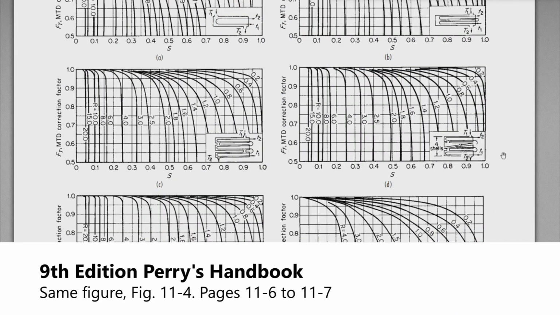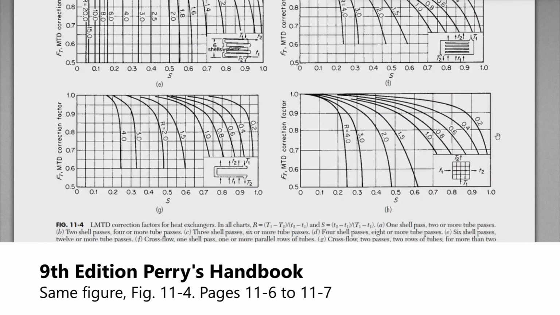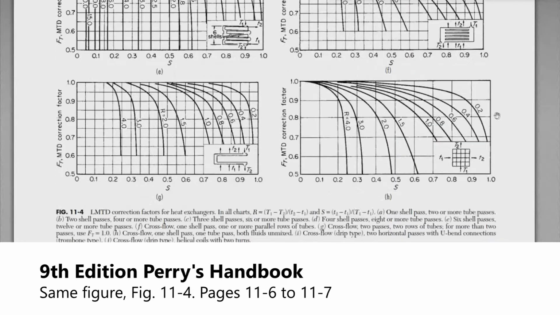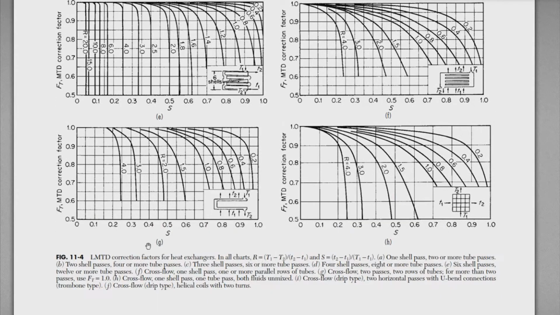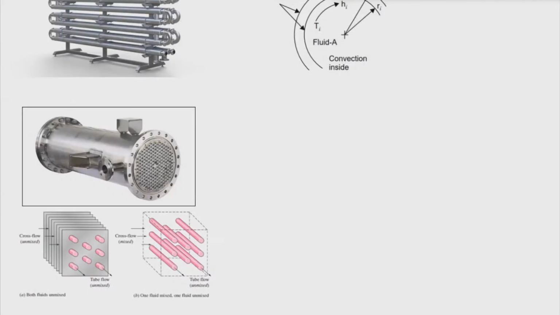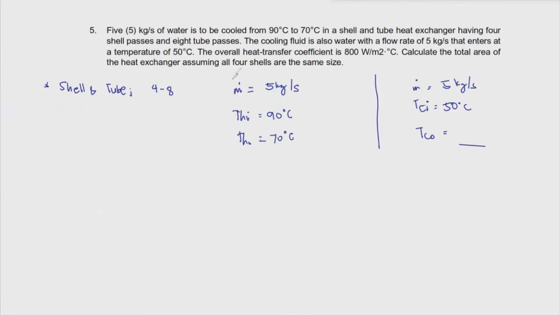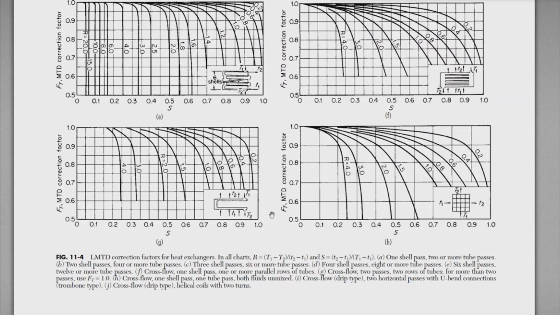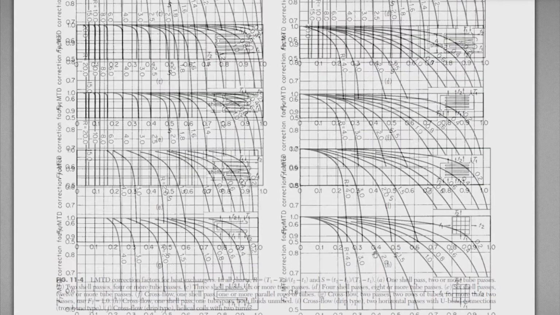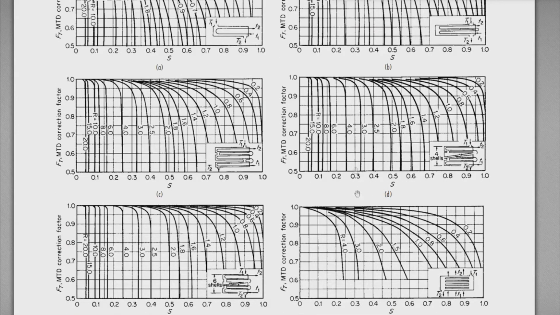Okay, so here is a table at figure 11-4, graphs. So mapansin nyo dito, you can read something at the footnote. That's the LMTD, or the correction factors for heat exchangers. And then there's a lot of combinations right there. Merong 1 shell pass, 2 or more tube shell passes, and then 4 shell pass. So in our problem, we have 4 shell pass, and then 8 multi-tube passes. So in this case, we have letter D for that. So that's letter D, and it's right here.